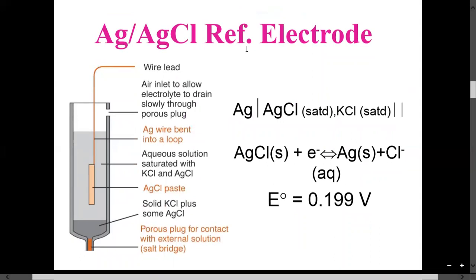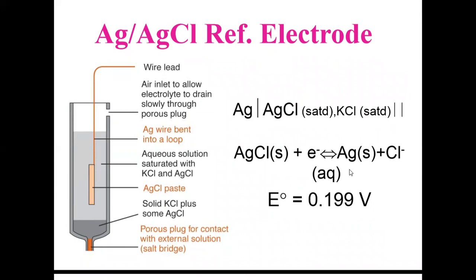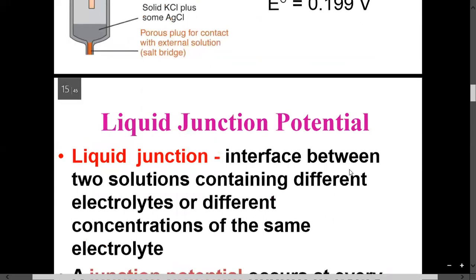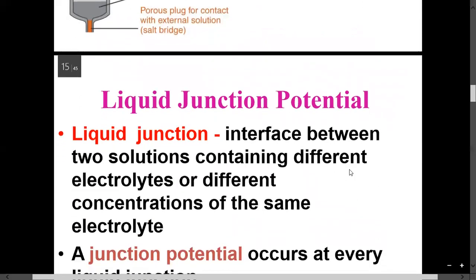AgCl reference electrode, the schematic diagram of this electrode. The reaction is AgCl plus an electron gives Ag plus Cl negative ions. These electrodes, these reference electrodes, always undergo the reduction reaction.